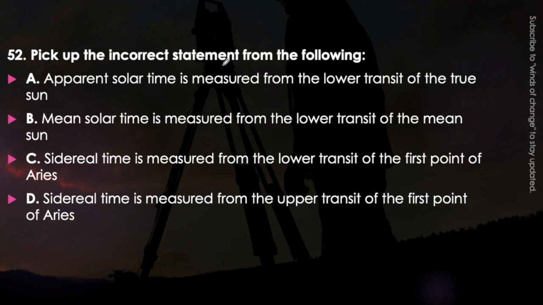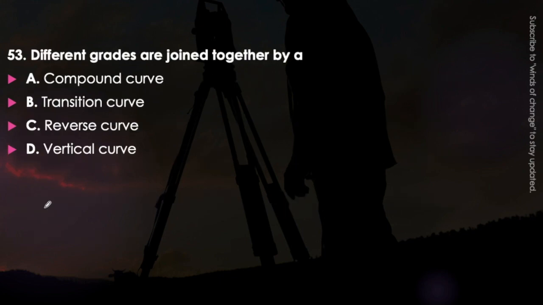Next question. Pick up the incorrect statement from the following. Apparent solar time is measured from the lower transit of the true sun. Mean solar time is measured from the lower transit of the mean sun. Sidereal time is measured from lower transit of the first point of Aries, or sidereal time is measured from the upper transit of the first point of Aries. In this, which one will be the incorrect statement? The answer will be option D, that is sidereal time is measured from the lower transit of the first point of Aries, in which it is given as upper transit, so it will be the incorrect statement, and all other statements are correct.